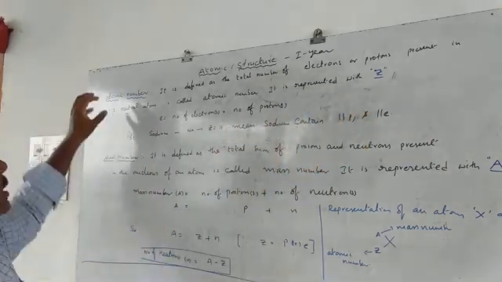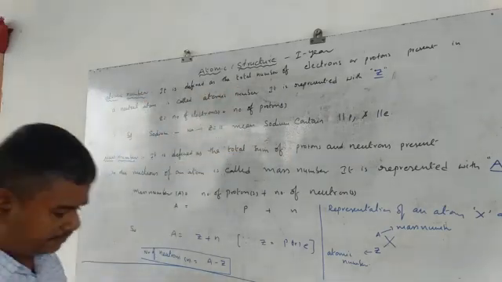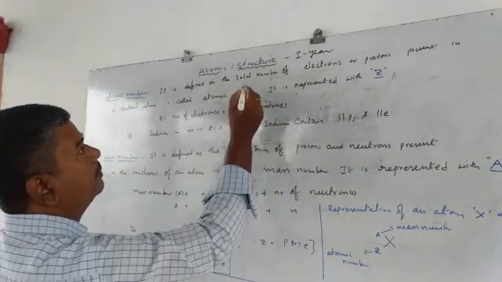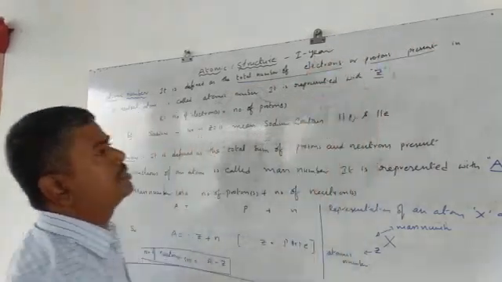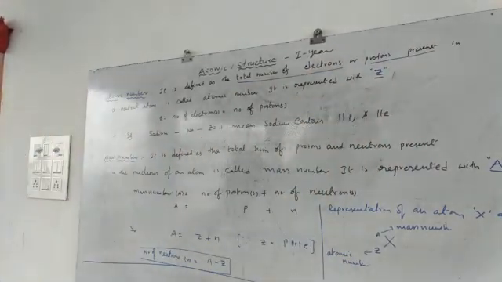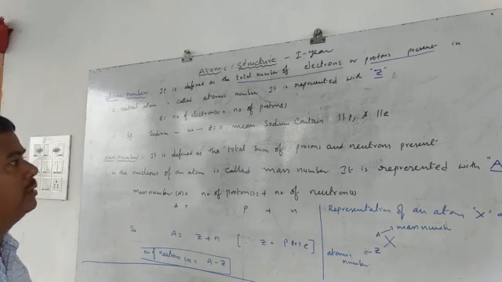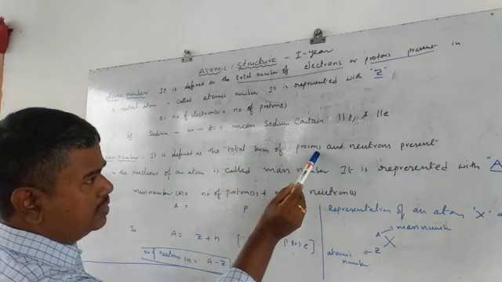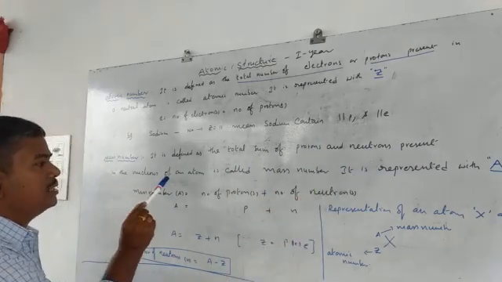That means the atomic number is represented by the total number of protons or electrons. Okay, so that is about the atomic number. So what is the second one? Mass number. Mass number is defined as the total sum of protons and neutrons present in the nucleus of an atom.